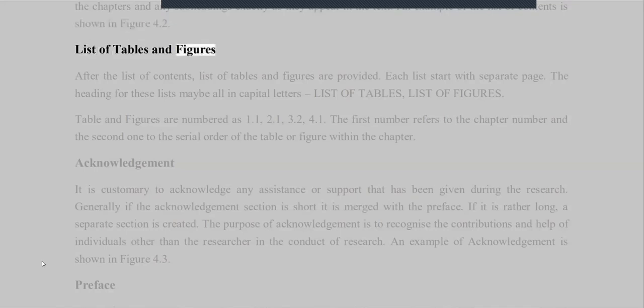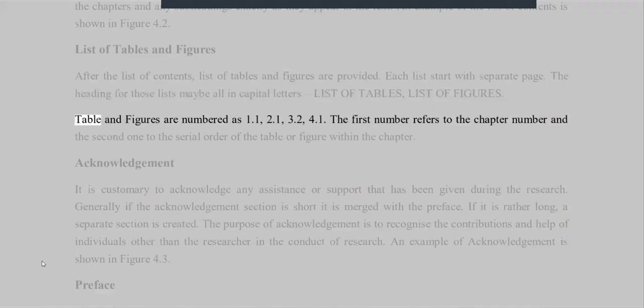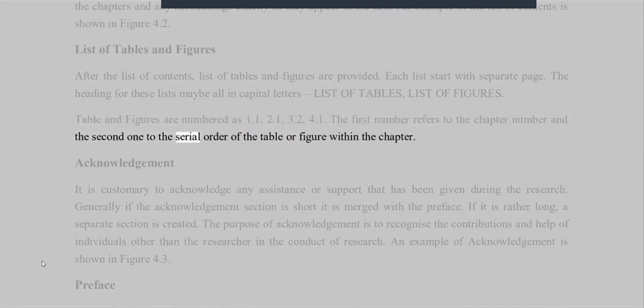List of tables and figures. After the list of contents, lists of tables and figures are provided. Each list starts on a separate page. The headings for these lists may be all in capital letters: LIST OF TABLES, LIST OF FIGURES. Tables and figures are numbered as 1.1, 2.1, 3.2, 4.1. The first number refers to the chapter number and the second one to the serial order of the table or figure within the chapter.